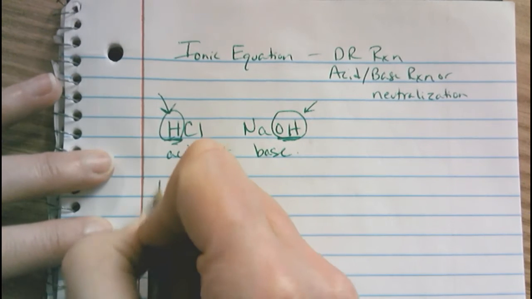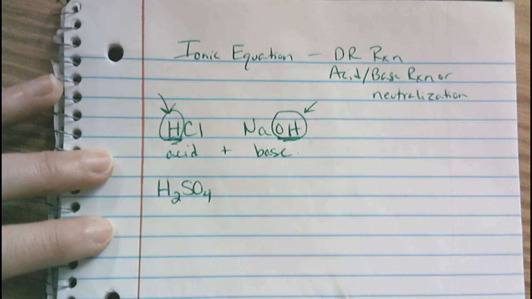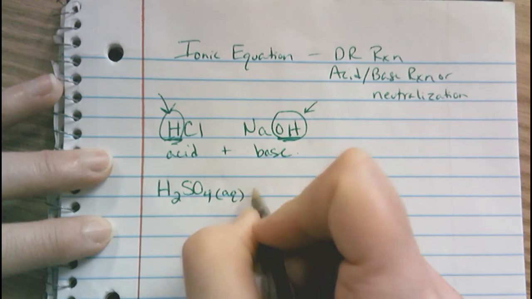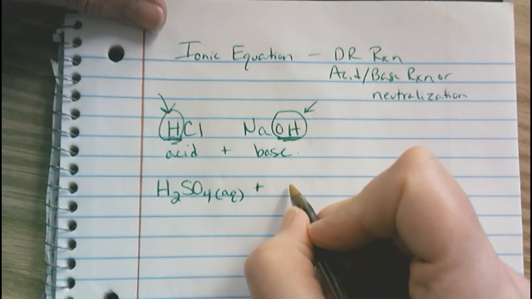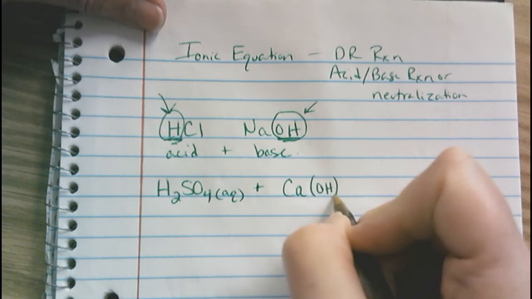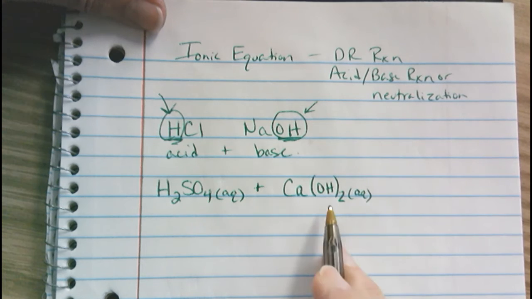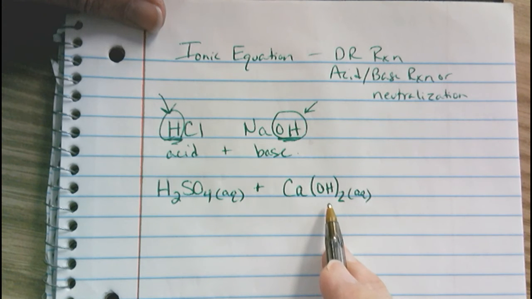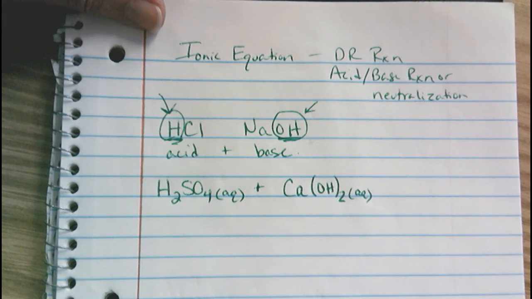So let's make it a little bit more complex. Let's take H2SO4. It has to be aqueous because we're talking about a double replacement reaction here. And we're going to combine it with calcium hydroxide, which is also aqueous. I know that calcium hydroxide is mostly insoluble in water, but you can get some to dissolve. So you can have an aqueous solution of calcium hydroxide.